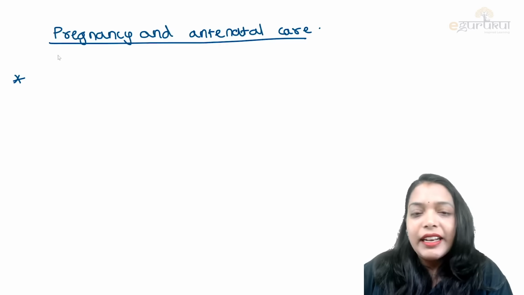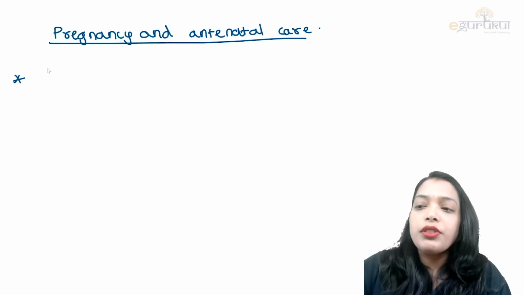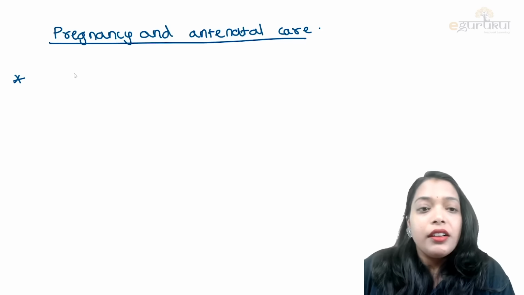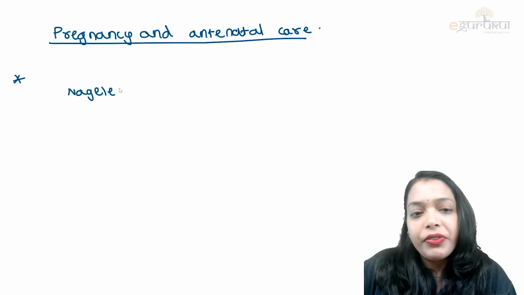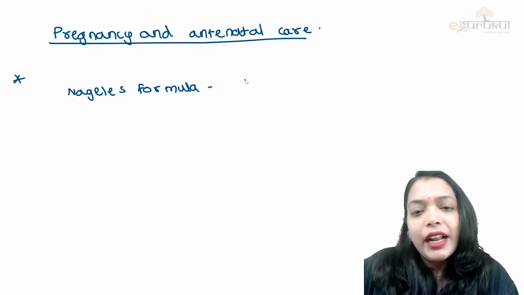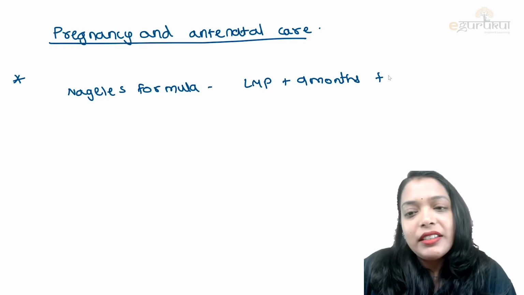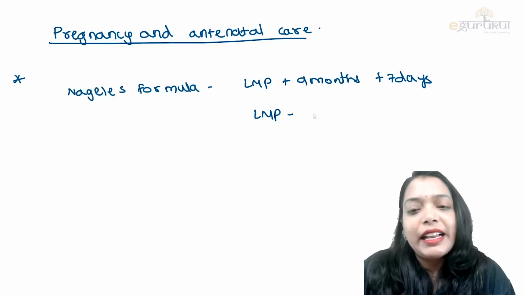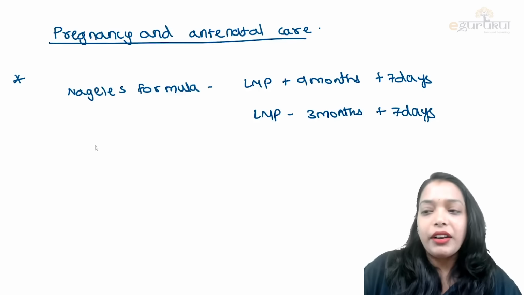In pregnancy and antenatal care, the first thing is that we are supposed to know how to estimate the gestational age, right? We all know that we estimate the gestational age with the help of Naegele's formula. That is LMP plus 9 months plus 7 days for a 28 days regular cycle, or you can do modified Naegele's, that is LMP minus 3 months plus 7 days. That's the modified Naegele's formula, right?